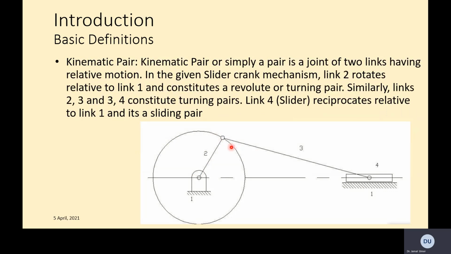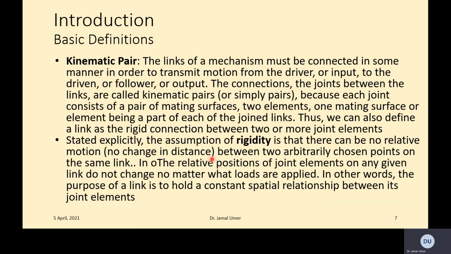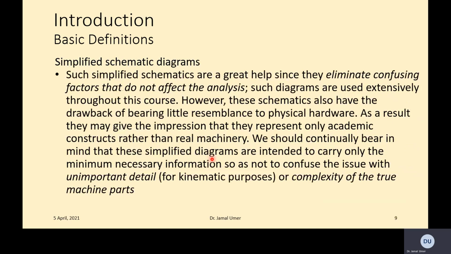So now it is just turning. It does not have lateral or linear, rectilinear motion. So it is just turning. So what does this mean? It has just a turning pair basically. Yeah. So just the angle is enough to explain this. So the angle is the variable here basically.